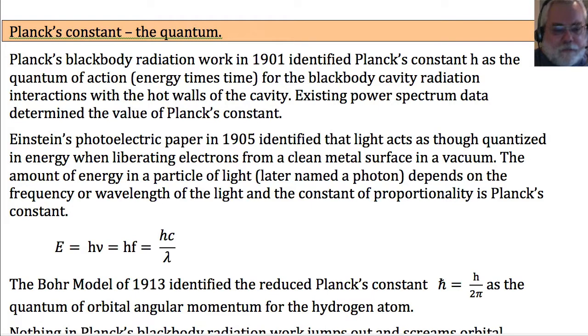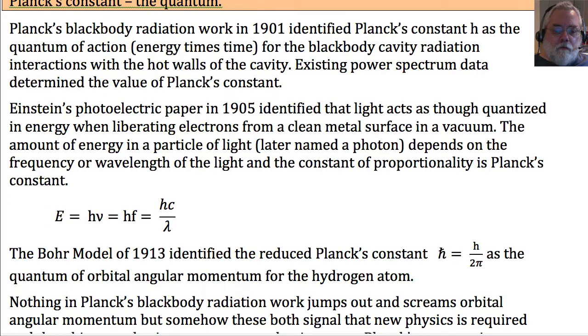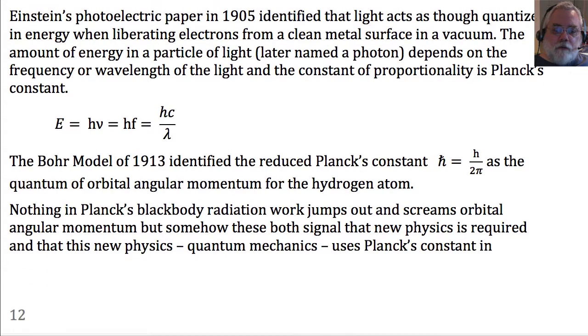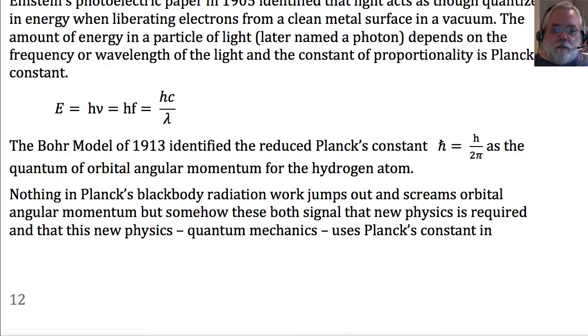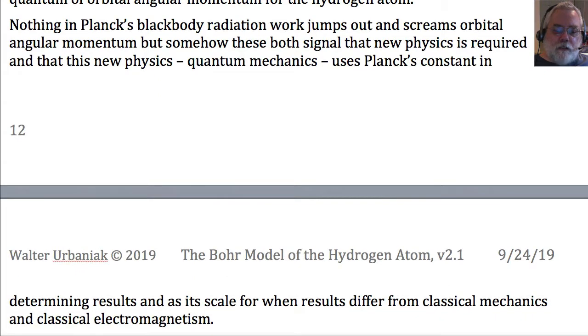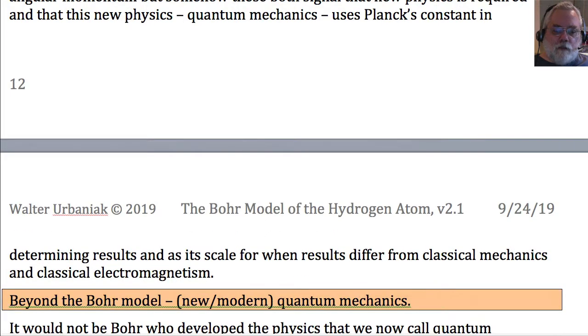The Bohr model of 1913 identified the reduced Planck's constant, h bar equals h over 2 pi, as the quantum of orbital angular momentum for the hydrogen atom. Nothing in Planck's blackbody radiation work jumps out and screams orbital angular momentum, but somehow these both signal that new physics is required, and this new physics, quantum mechanics, uses Planck's constant in determining results, and as its scale for when results differ from classical mechanics and classical electromagnetism.